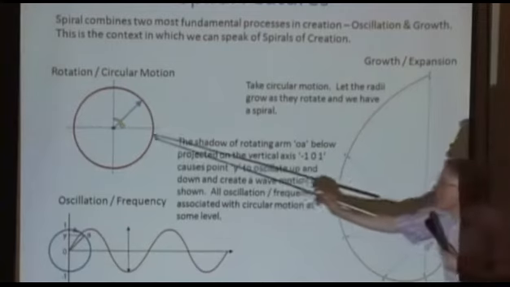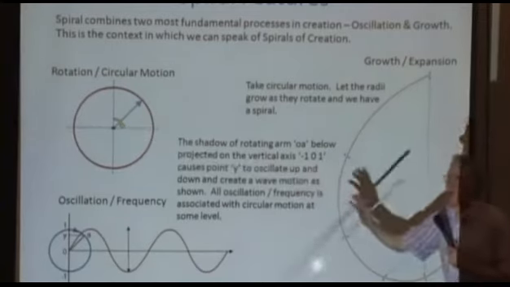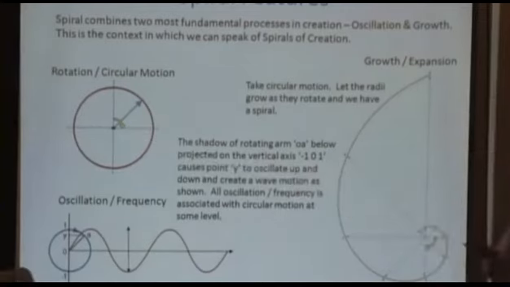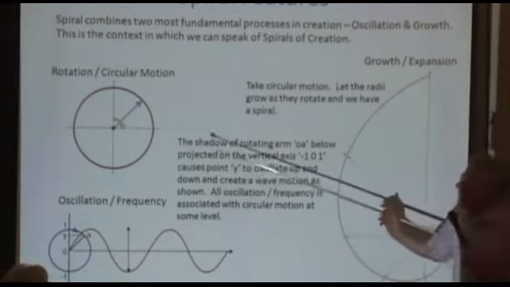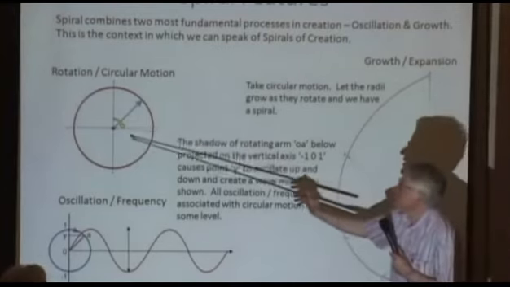Now, wherever we have circular motion, we have oscillation, we have vibration, we have frequency. So wherever we have frequency or oscillation, anything to do with frequency, that always goes back to circular motion at some level. And we can see a little bit of how that arises here.